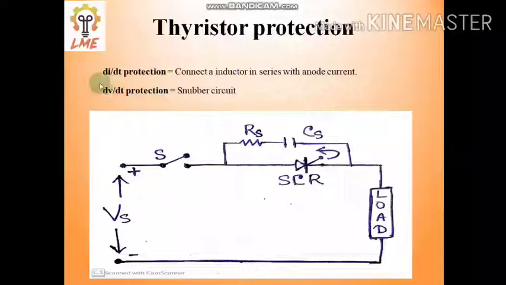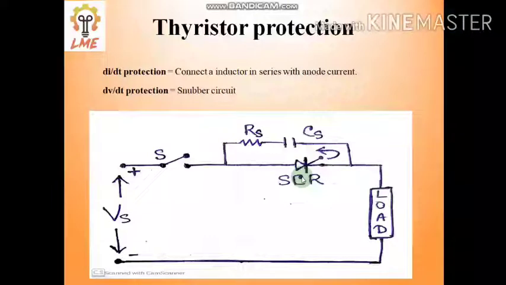Now we look at dv by dt protection, meaning rate of change of voltage with respect to time. This is achieved with the help of a snubber circuit. What is the snubber circuit? This is the circuit diagram of a snubber circuit. This is the SCR, this is a supply, this is a load, and there is a switch. RS and CS are part of the snubber circuit, which is connected in parallel with this SCR. When this switch is suddenly closed, the voltage across the SCR suddenly goes from 0 to Vs within a very short time period. So that may damage this SCR.